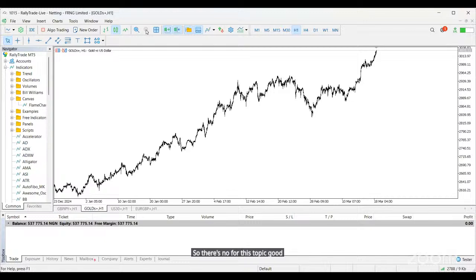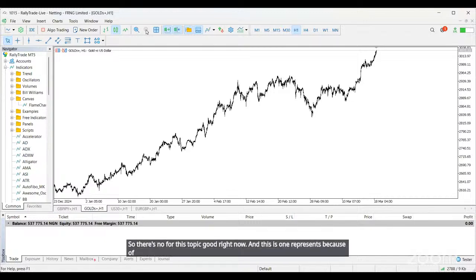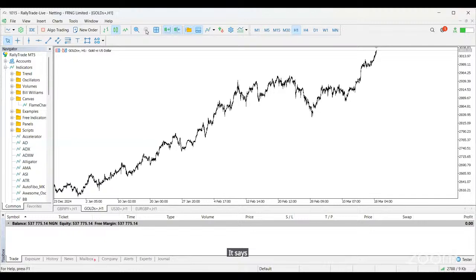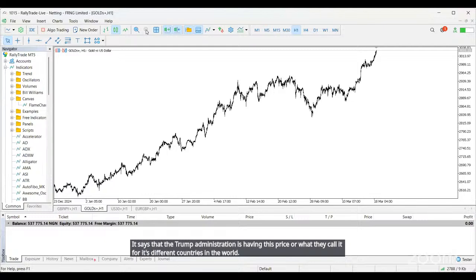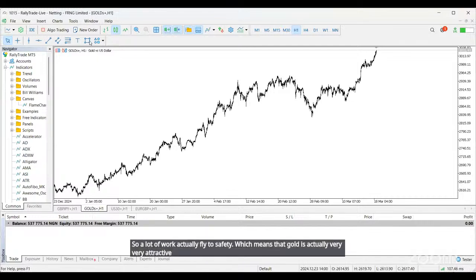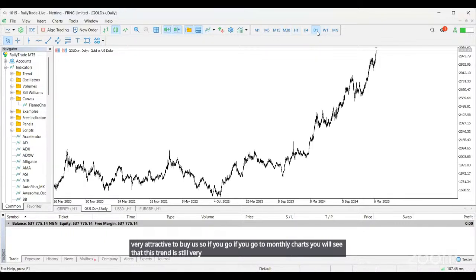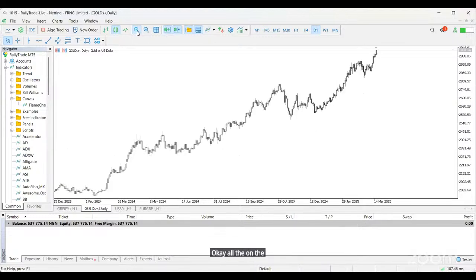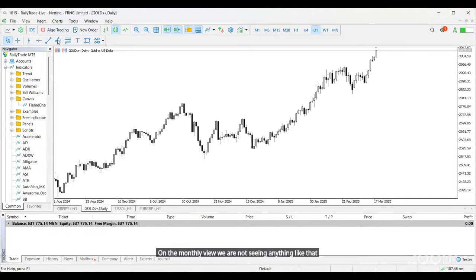And this is 100% because of fundamentals on the ground, in the sense that the Trump administration is having this tariff war against different countries in the world. So a lot of people are flying to safety, which means gold is very attractive to buyers. If you go to the monthly charts, you will see that this trend is still very strong to the upside, which is not normal, because if a trend is moving, it's supposed to have a correction. On the monthly view, we are not seeing anything like that. So the resistance has been broken, and of course, we are good with it.